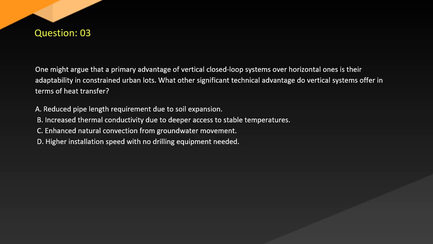Question 3. One might argue that a primary advantage of vertical closed-loop systems over horizontal ones is their adaptability in constrained urban lots. What other significant technical advantage do vertical systems offer in terms of heat transfer? A. Reduced pipe length requirement due to soil expansion. B. Increased thermal conductivity due to deeper access to stable temperatures. C. Enhanced natural convection from groundwater movement. D. Higher installation speed with no drilling equipment needed.